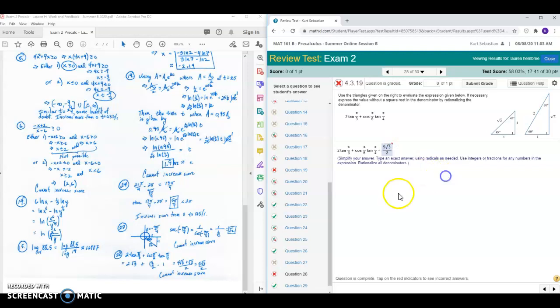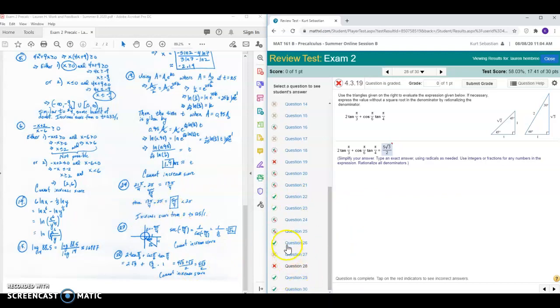I'm not sure where you got one, but I really can't increase the score there because there's no work. Tangent of pi over 3 is root 3, cosine of pi over 6 is root 3 over 2, tangent of pi over 4 is 1. You simplify that, so make it into one fraction. And then 29 you have correct, and 30 you have correct already.